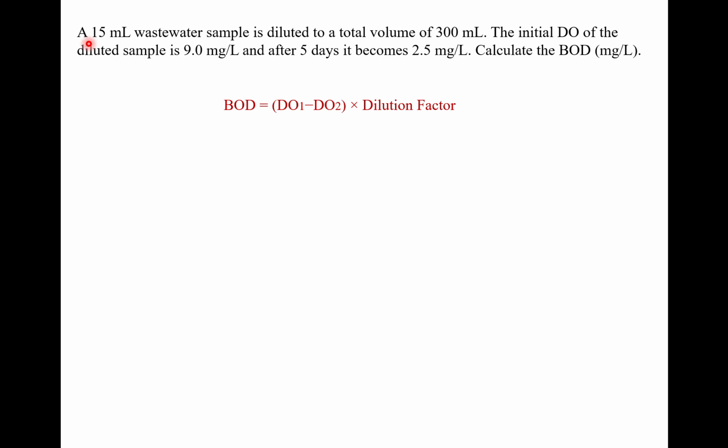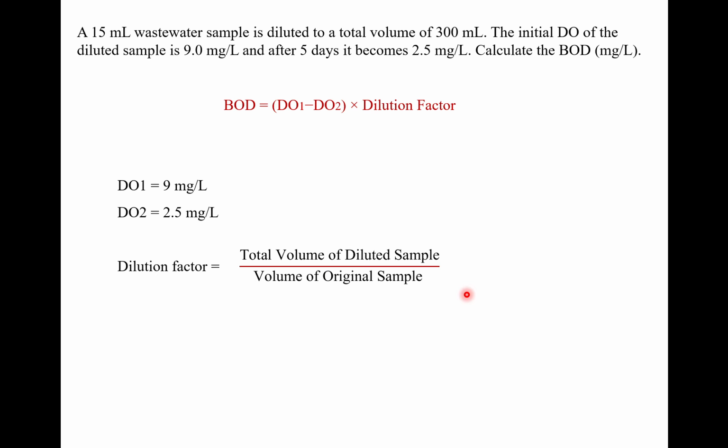So what is 15 ml of wastewater sample? It is the sample volume. This is the total volume of the diluted sample. Initial DO is DO1, that is 9. DO2 is after 5 days, that is 2.5. Dilution factor is not given directly, but the total volume and original volume are given. Total volume is 300 and original sample is 15 ml. So do the substitution, get the dilution factor, substitute it, and this is your answer.